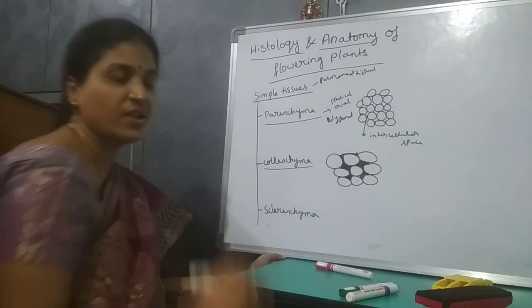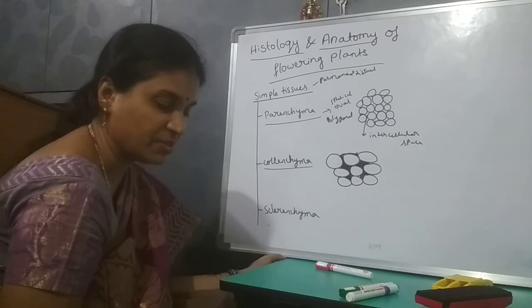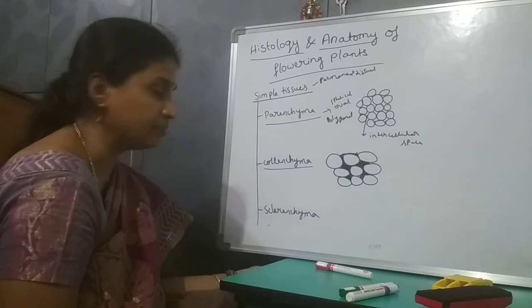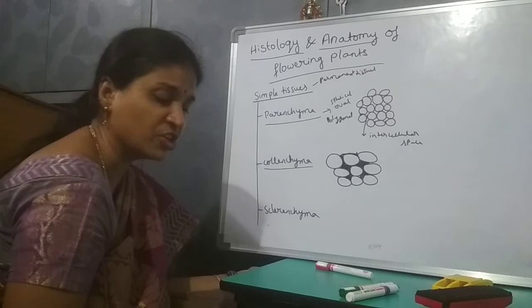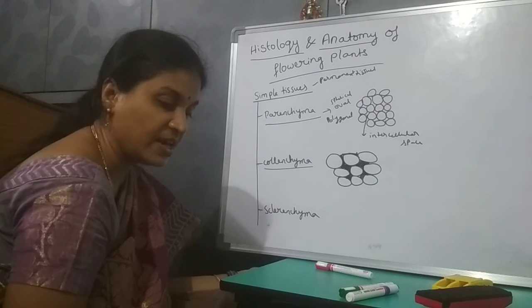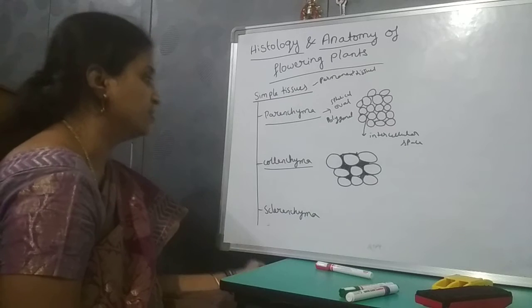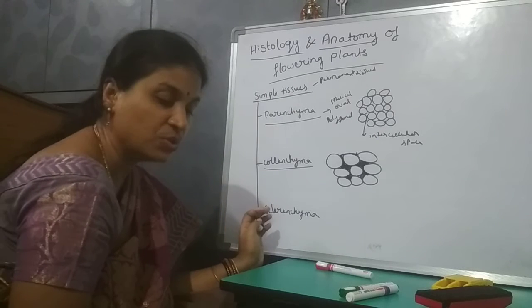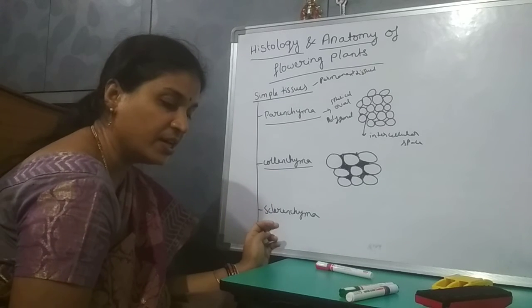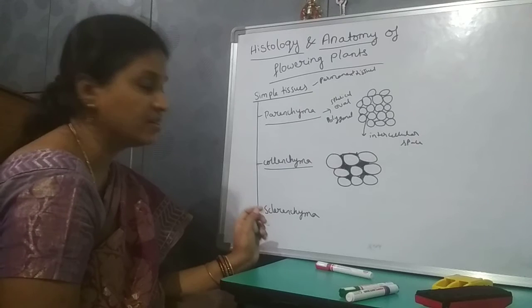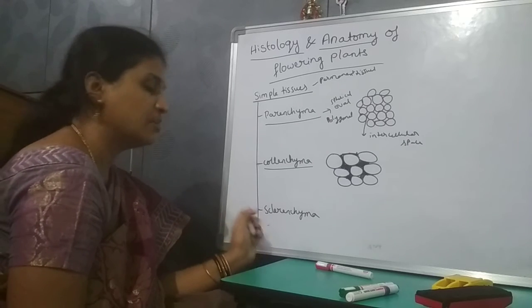So there are no intercellular spaces. They also bear chloroplasts, which may perform the function of photosynthesis. They provide the main mechanical support. This collenchyma is mainly useful for mechanical support in the growing parts of the young stem and the petiole of the leaf. This is about the collenchyma.